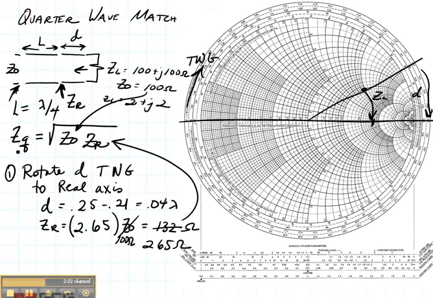So plug that in, get the characteristic impedance of the quarter wave transformer, make it a quarter of a wavelength long, and you will have designed a quarter wave matching network for a complex load.